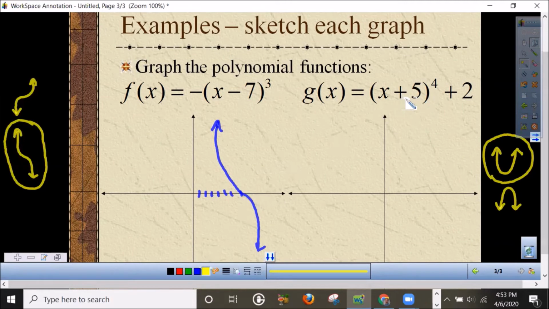The plus 5 inside this parentheses is going to shift this graph 5 units to the left. Plus 2 at the end of the quantity to the fourth is going to shift this graph 2 units up. The vertex is going to be at coordinates negative 5, positive 2, and we'll have a U shape from there.